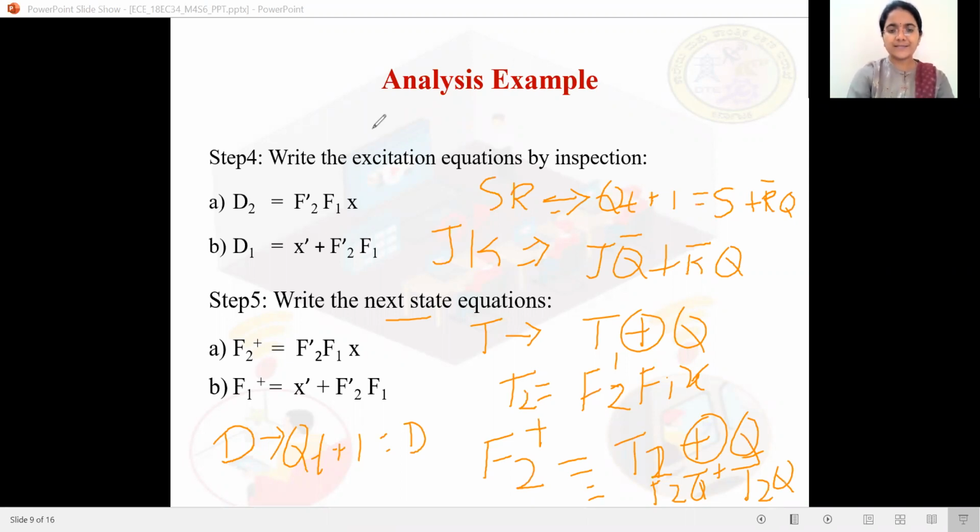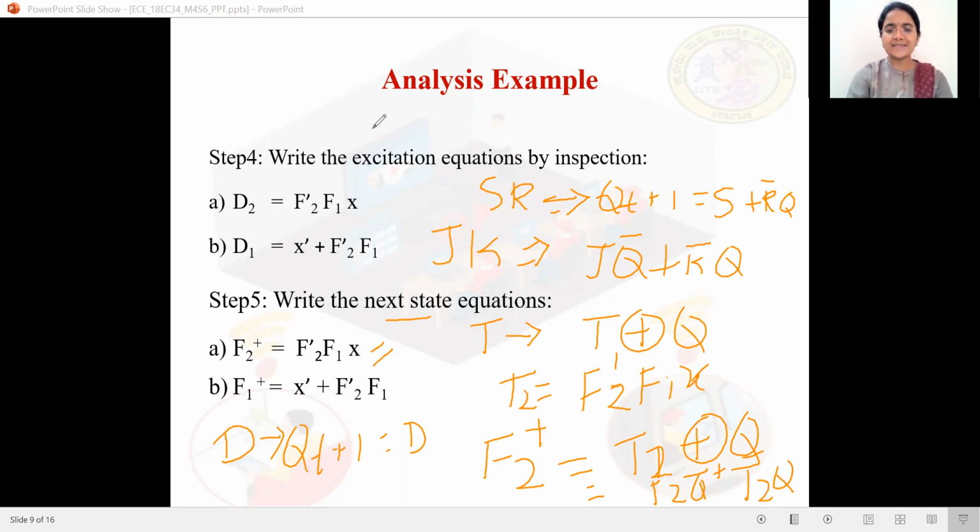Here the next state equation is F2 plus, which is nothing but F2 of t plus 1, that is, at the next clock pulse. This is the equation for the D flip-flop: F2 bar F1 X. But if the diagram has other flip-flops, then we have to write it like this. First, we consider the excitation equations for those flip-flops, and after finding them, we write the next state equations, depending on the flip-flop type.